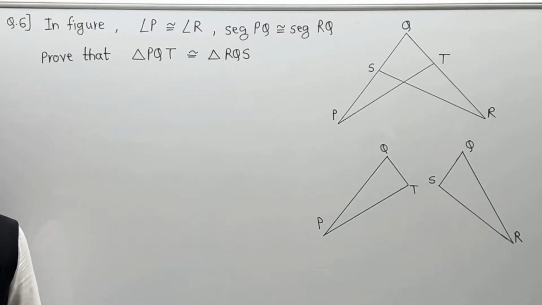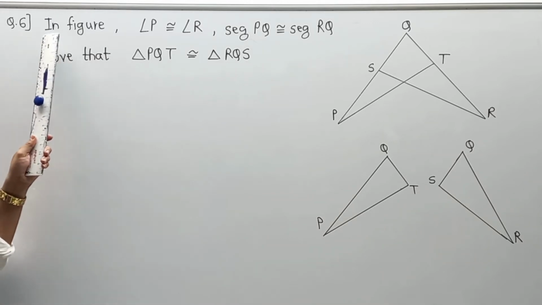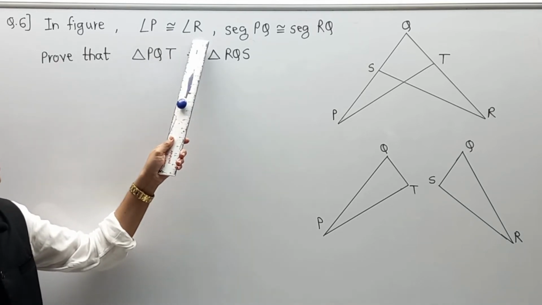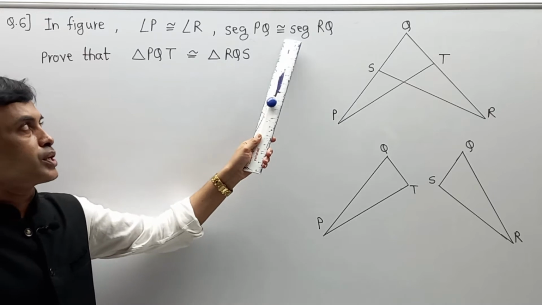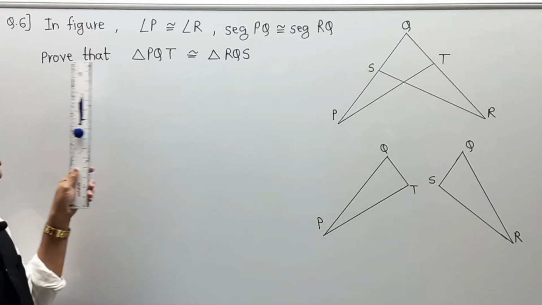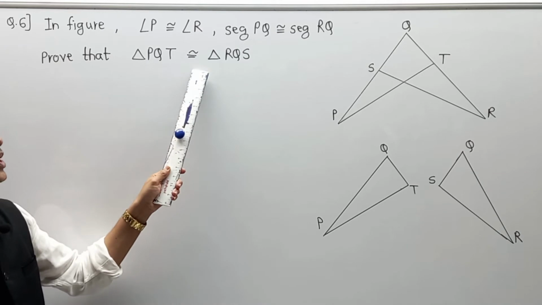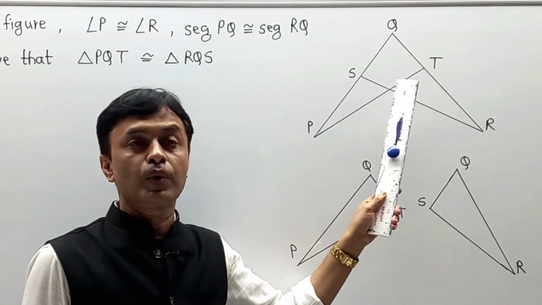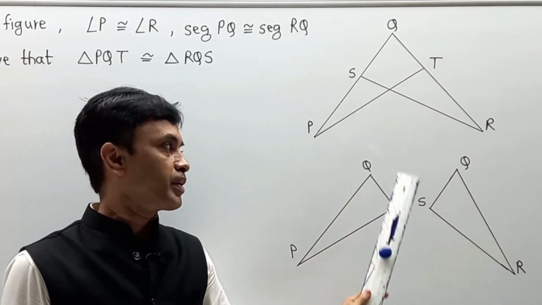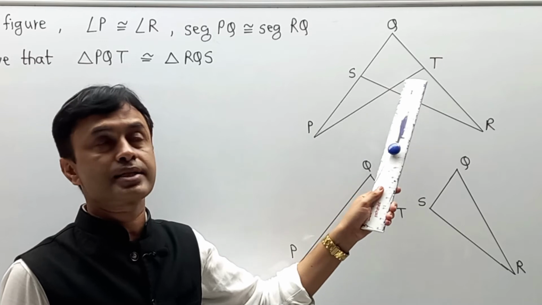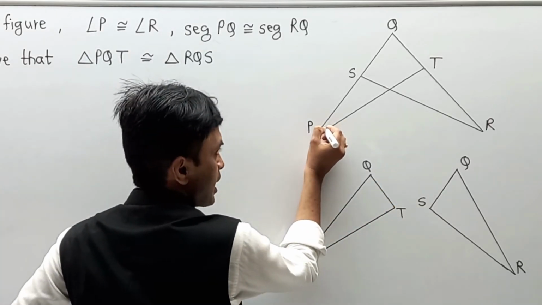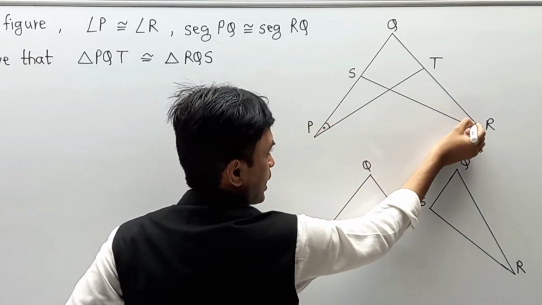Hello friends, continuation with the last numerical and the part is here question number 6 and the part is, in figure angle P is congruent to angle R and segment PQ is congruent to segment RQ. Prove that triangle PQT is congruent to RQS. Now I have drawn one diagram which is given in your textbook and one diagram for your helpline, but first understand this diagram. Angle P is congruent to angle R.